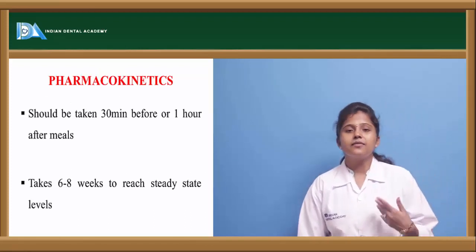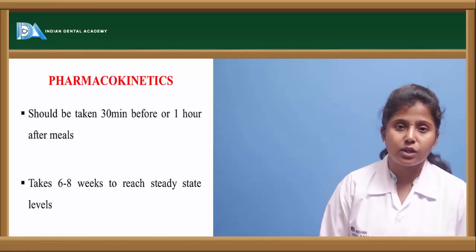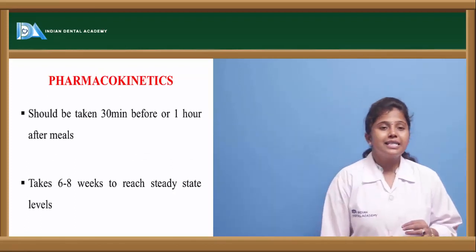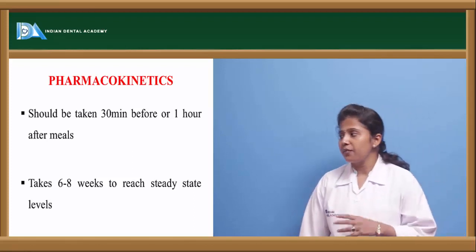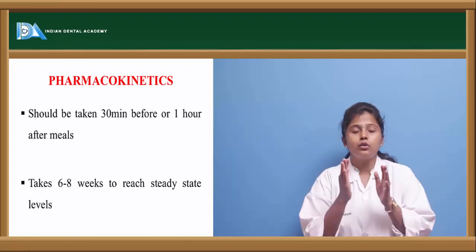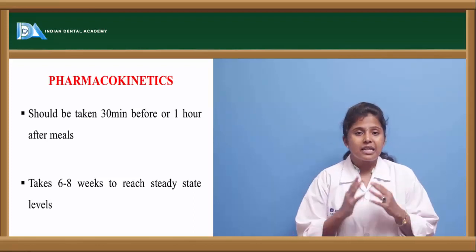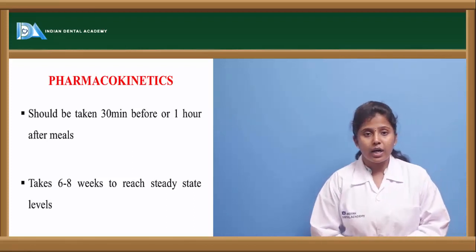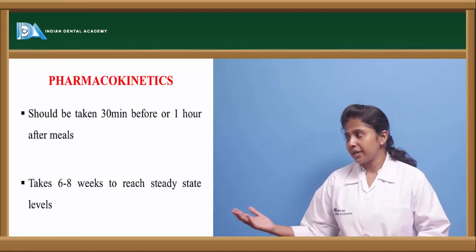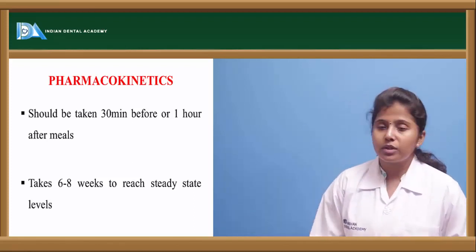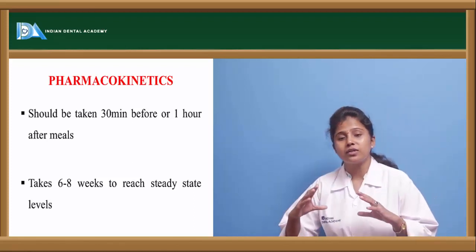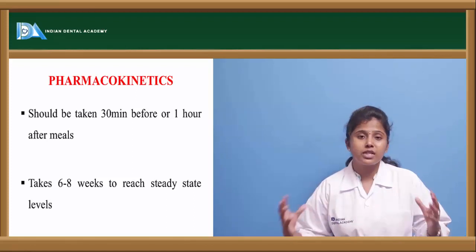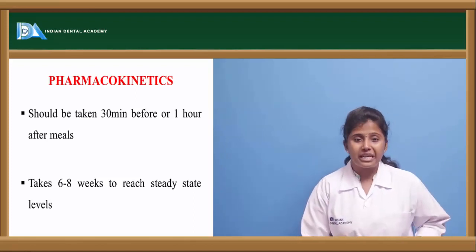Let us see the pharmacokinetics of levothyroxine. Levothyroxine is taken 30 minutes before a meal. Before having meals, it is recommended to give it 30 minutes to 1 hour before, in order to show better effects, and it is taken for about 6 to 8 weeks. The therapy should be continued for about 6 to 8 weeks in order to show better results.